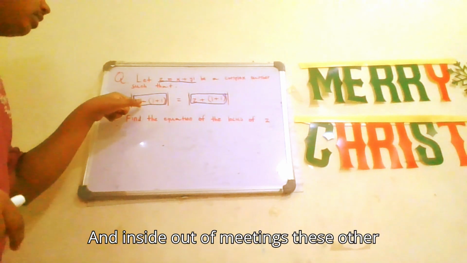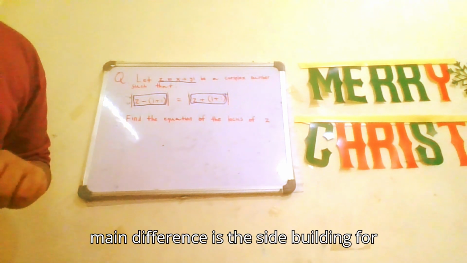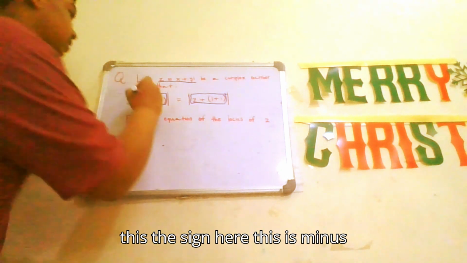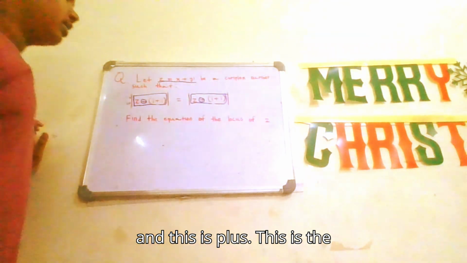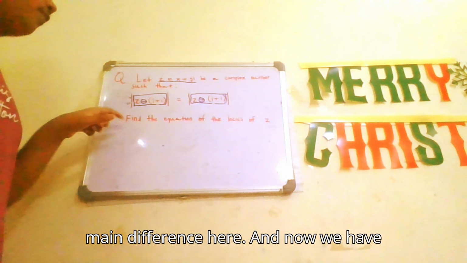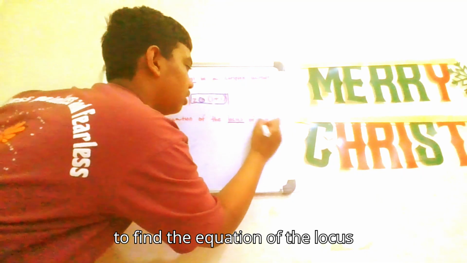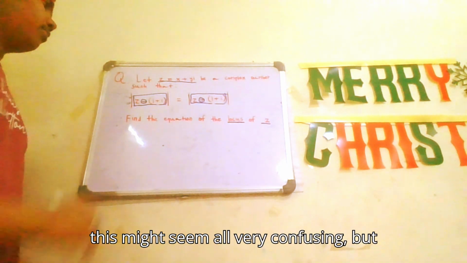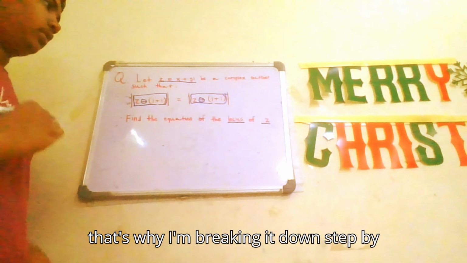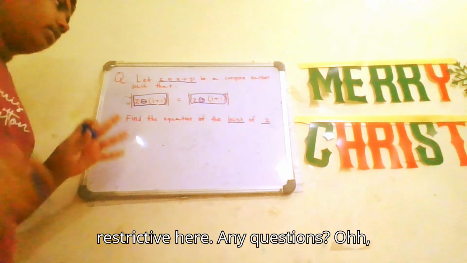These are the components. These are the same, but the main difference is the sign. Be aware of the sign here. This is minus and this is plus. This is the main difference. And now we have to find the equation of the locus. Keyword: locus of z. Now this might seem very confusing, but that's why I'm breaking it down step by step.